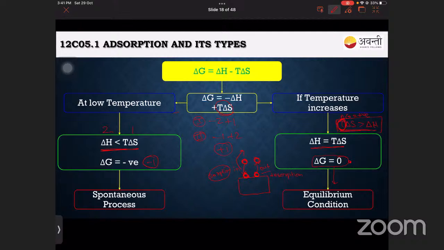Fine. And come to the third case, what happens when delta H is greater than T delta S? Delta G will be positive, which is a non-spontaneous process. Why is it a non-spontaneous process? As we go to high temperatures, the kinetic energy of the gas molecules adsorbed over the surface increases, because of which they can easily go back into the gas medium again, which is the desorption process.